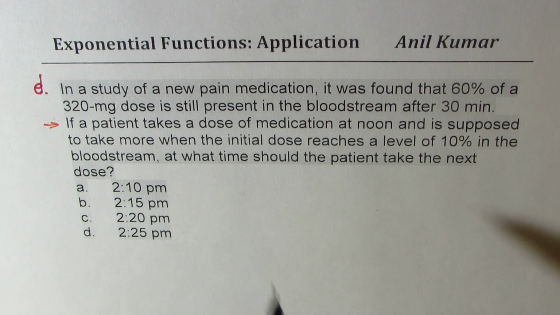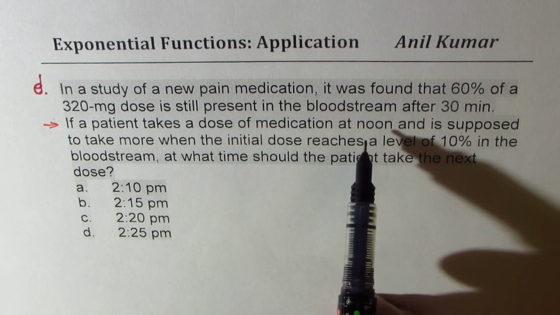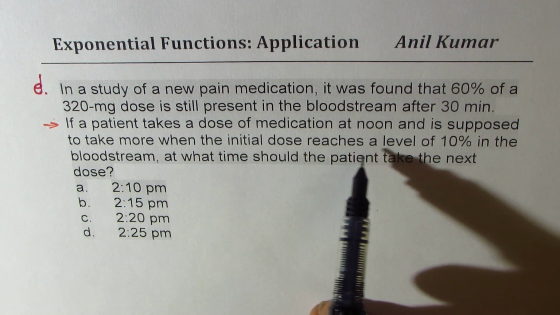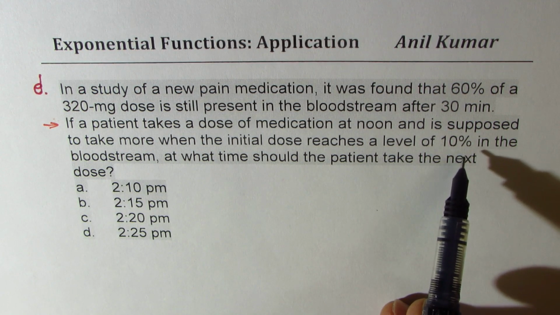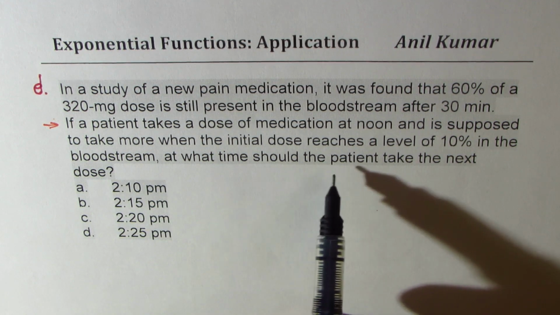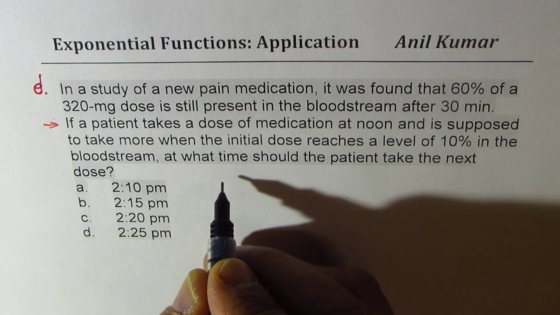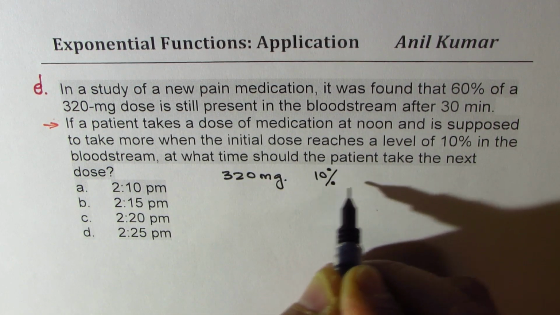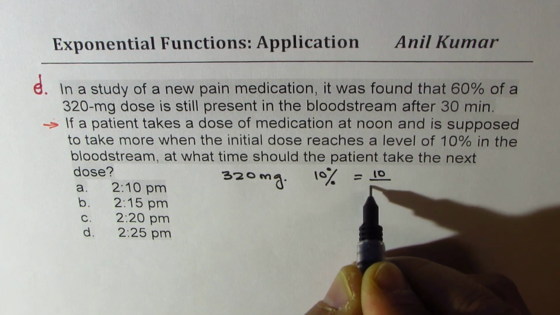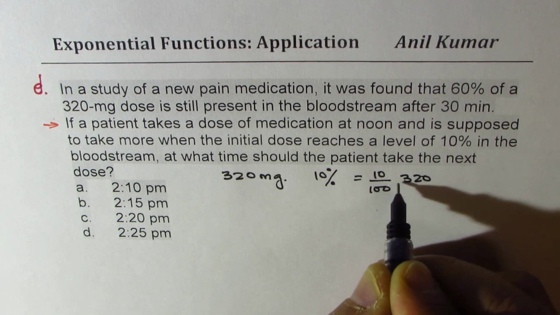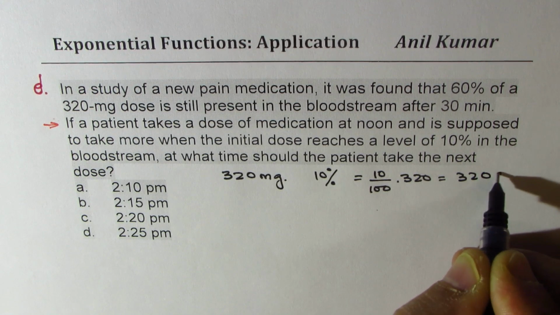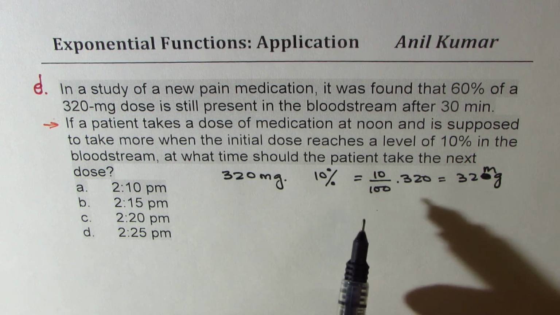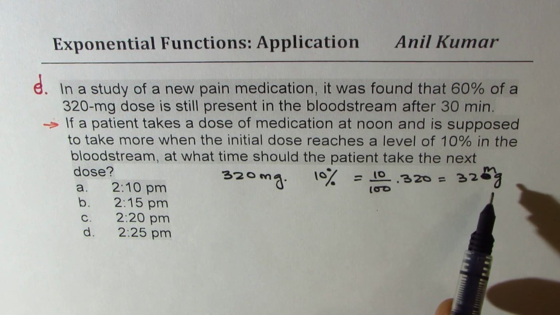in the same study. If a patient takes a dose of medication at noon and is supposed to take more when the initial dose reaches a level of 10% in the bloodstream, at what time should the patient take the next dose? That means we started with 320 milligrams. We want to find what is 10% of this, which is 10 out of 100 of 320, right? Which is 32 milligrams.